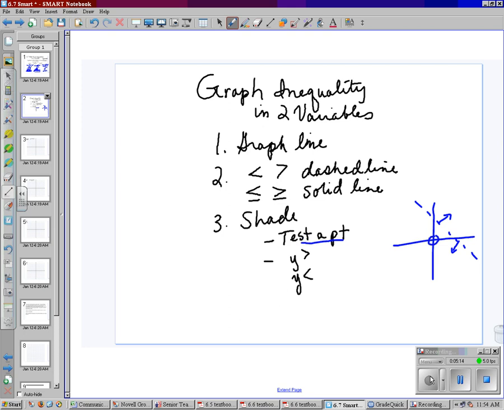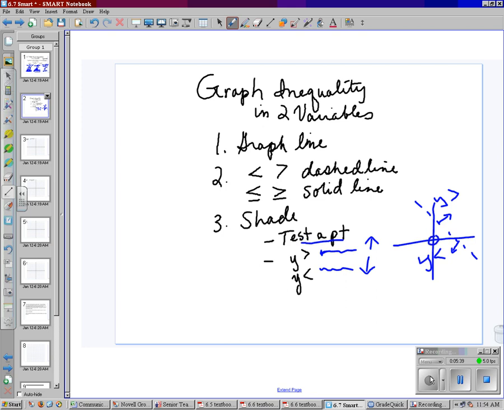This bottom section, if you have y is greater than, and you have the rest of your inequality written on the other side, y is greater than, you're going to shade above the line. So this is y is greater than, above. And if it says y is less than, you're going to shade below the line. Y less than goes below the line.